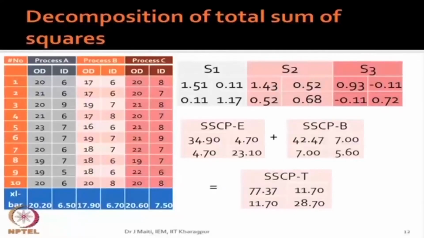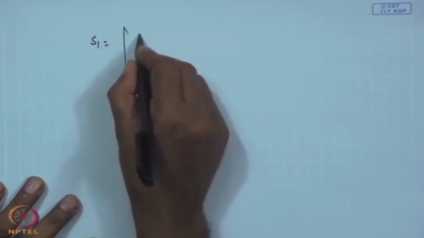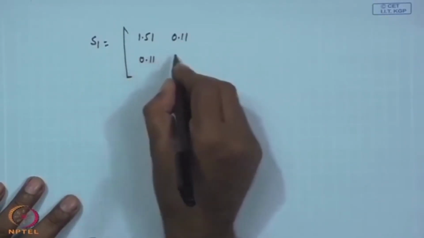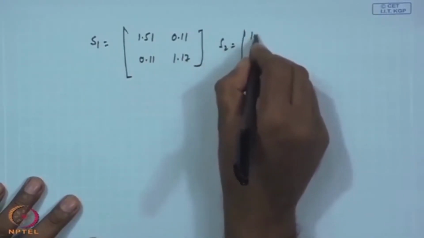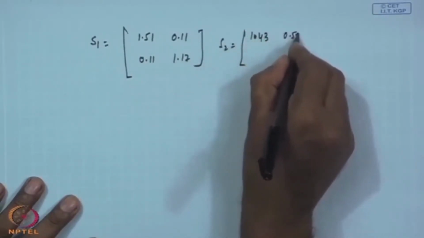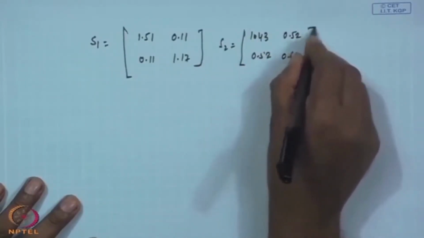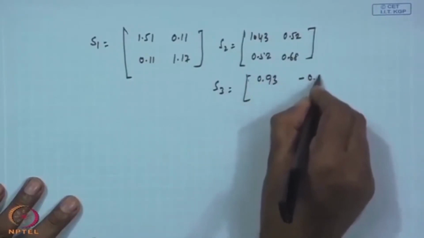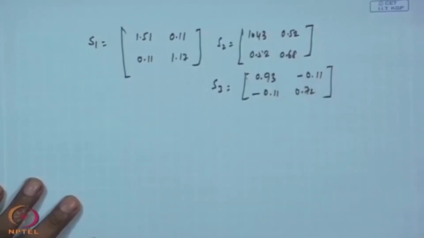What more we want? We want to know what is S1, and in last class you have computed S1 is 1.51, 0.11, 0.11, 1.17. Your S2 is 1.43, 0.52, 0.52 and 0.68, and S3 is 0.93, minus 0.11, minus 0.11 and 0.72.